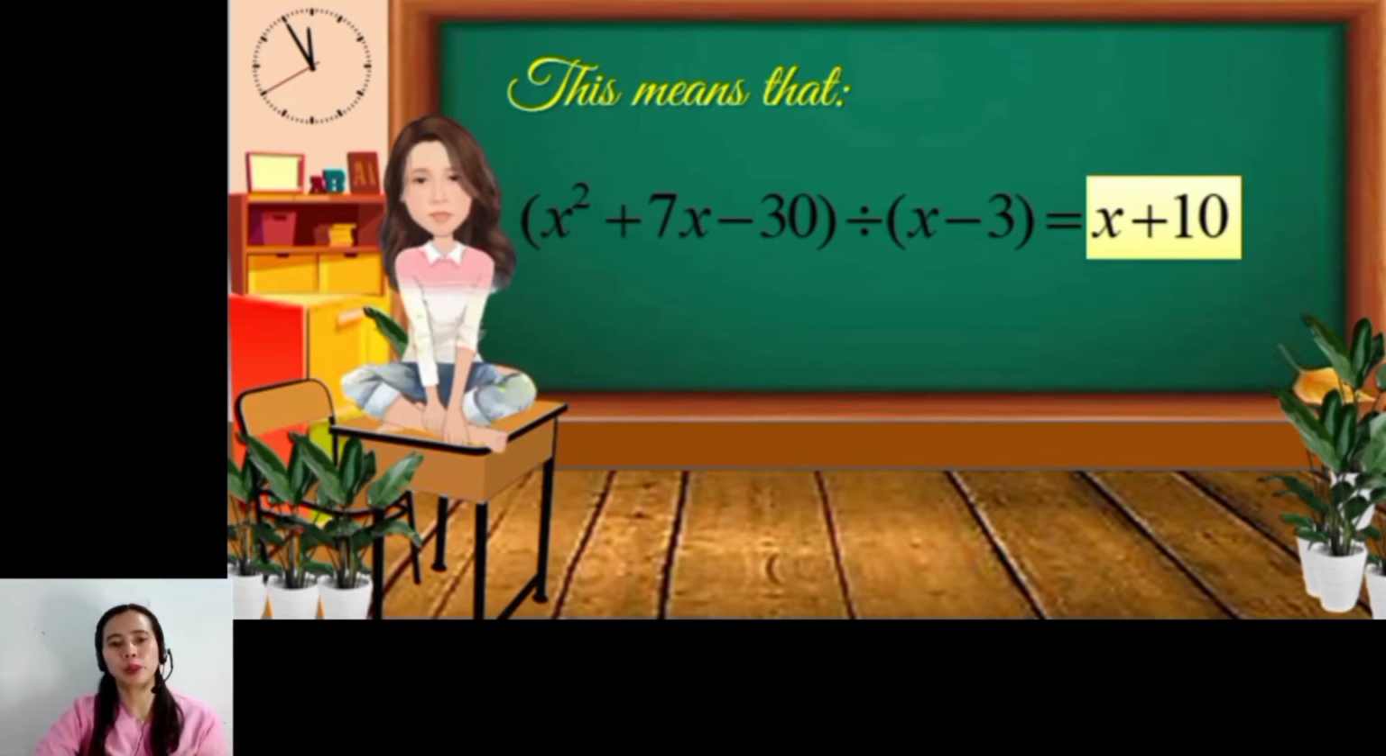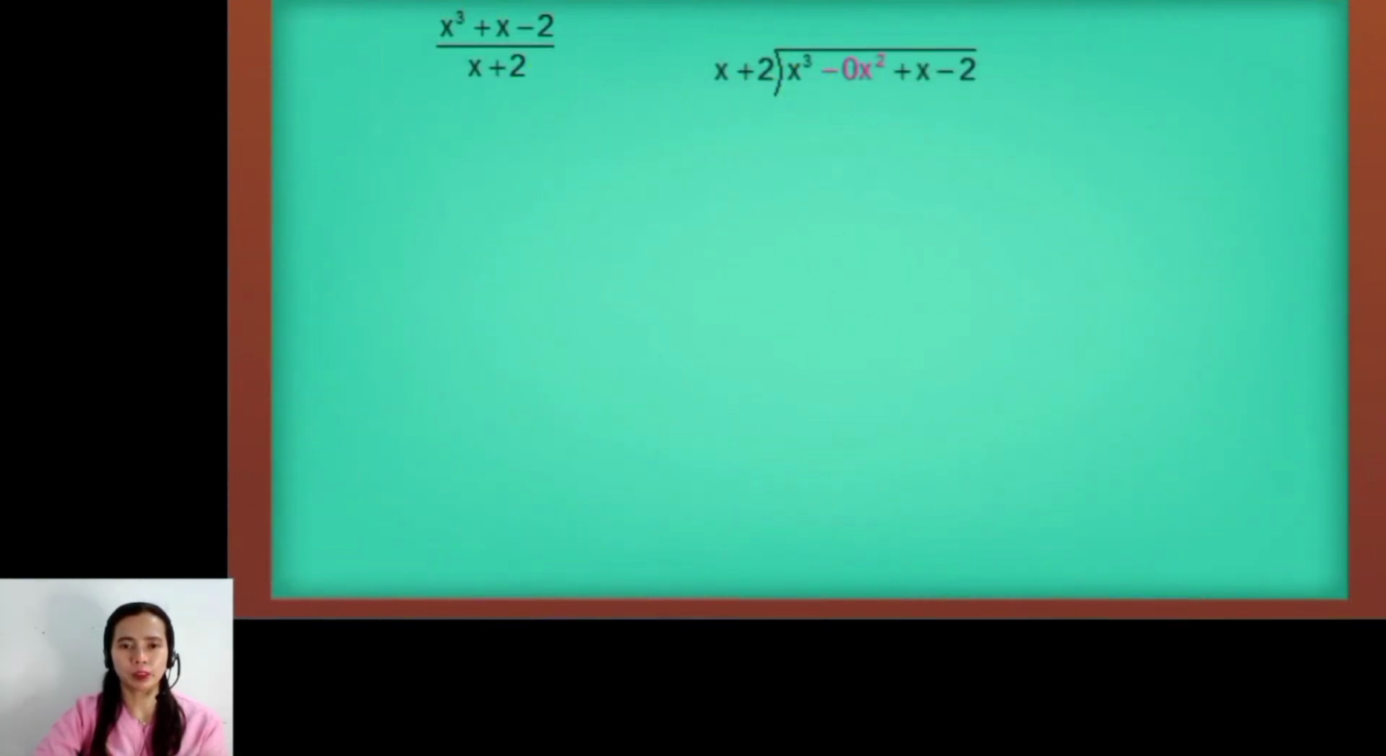Okay, so this means x squared plus 7x minus 30 divided by x minus 3 is x plus 10. Let's have another example. So again, set up your problem. We have to rewrite this into descending order. So we have 3, 2, 1, then the constant. And our divisor is x plus 2.